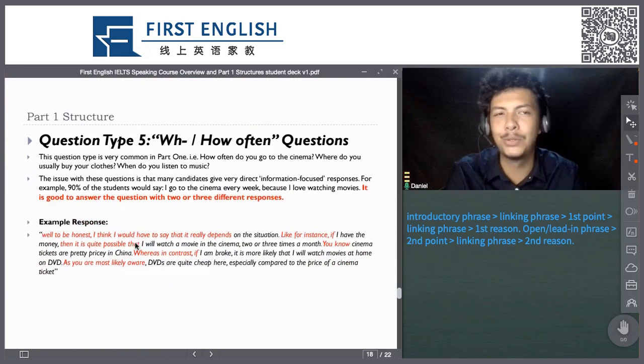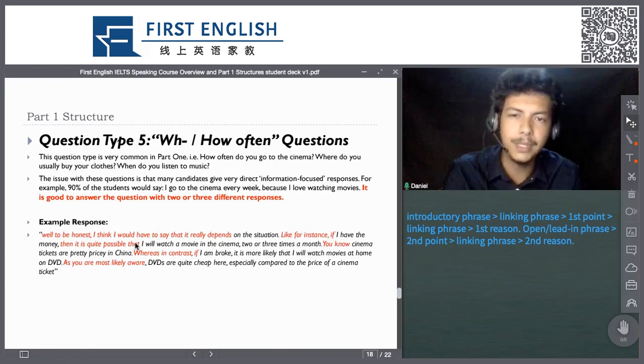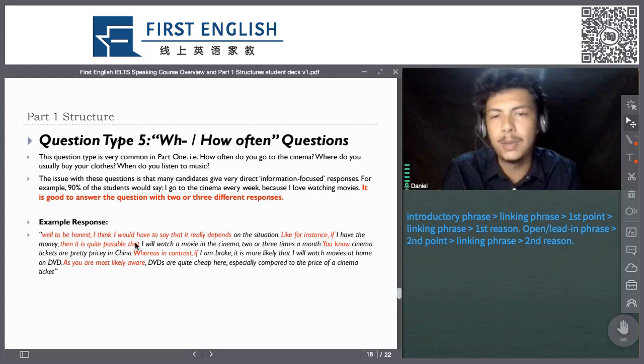In any case, let's move on to the next question type here, which I call the WH or how often questions. I say WH because it means when, where, why, those questions that begin with WH, and how often questions. This question type is going to be quite common in part 1. You're going to be asked, for example, how often do you go to the cinema? Where do you usually buy your clothes?